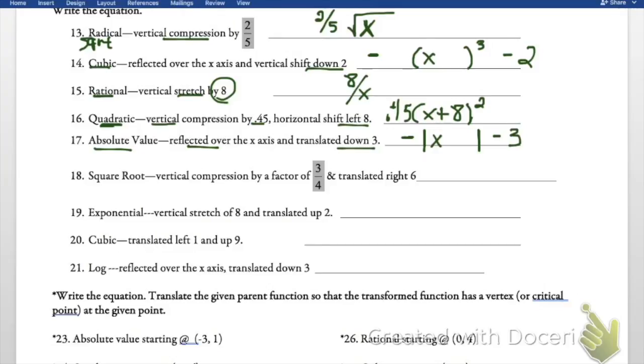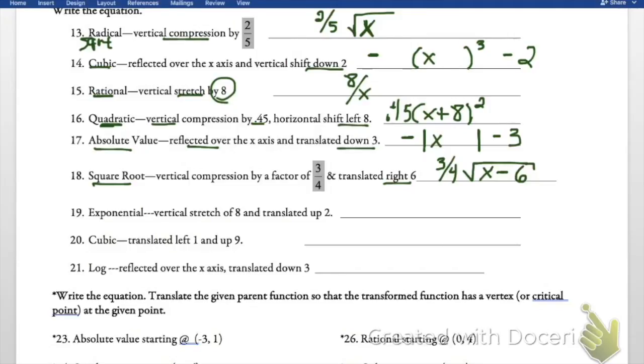Alright, number 18, square root. Gotta have a square root, gotta have an X. Now what are we doing? Vertical compression of 3/4. So I got 3/4 in front, and they're moving it right 6. So that means I subtract 6, but do I do it inside or outside? We do it inside. Remember, the left right has to be inside with the X.